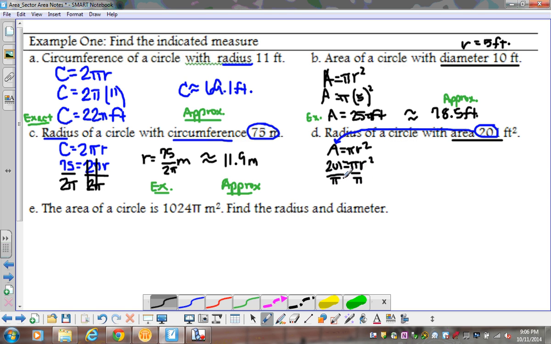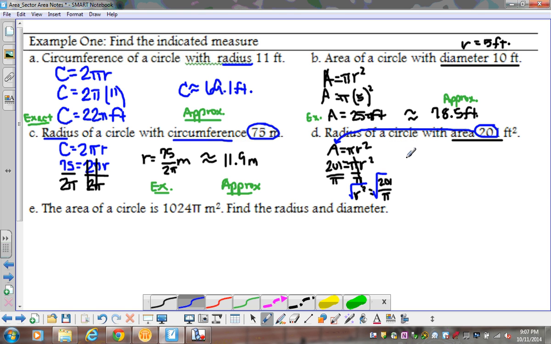Now remember, exact means I want to keep it in terms of pi. So that means I've got r squared equals 201 divided by pi. If you remember, in order to get rid of a squared value, the opposite of squaring something is taking the square root. So from there, I would take the square root of both sides, and that would be my exact answer, the square root of 201 over pi, and that would be feet for my radius.